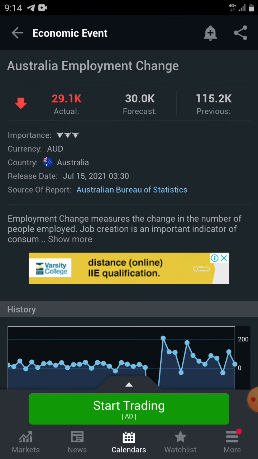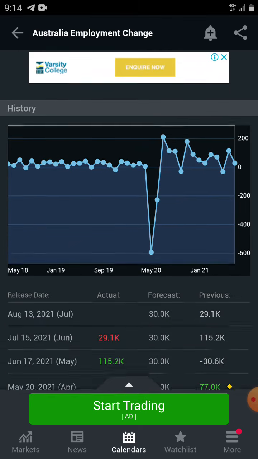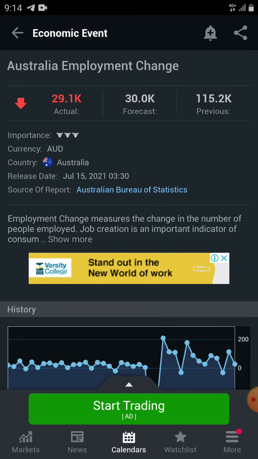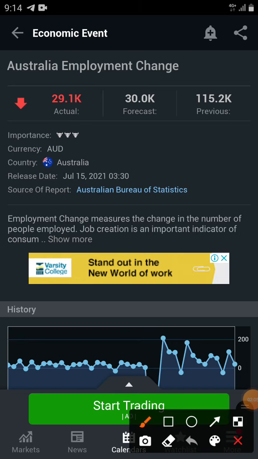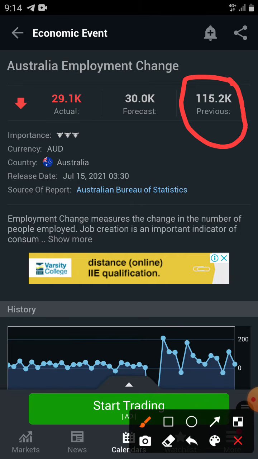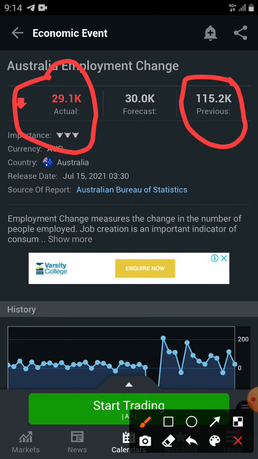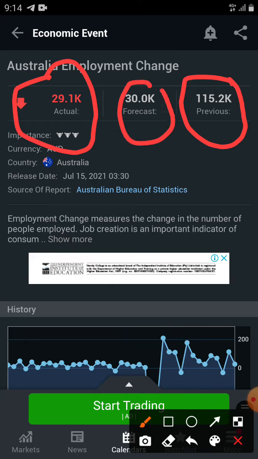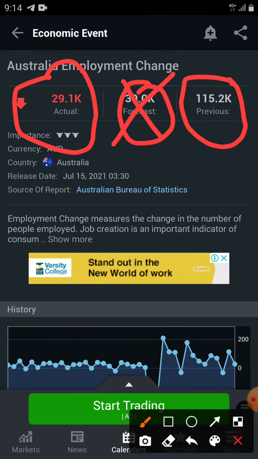For instance, this week there's the Australia employment change, so I'm gonna use that to give you an understanding of how you trade the news, how you predict the news, whether it's gonna buy or it's gonna sell. So the moment you see an event on investing.com, you look at the previous and the actual. You understand? Not this, not this, not the forecast.